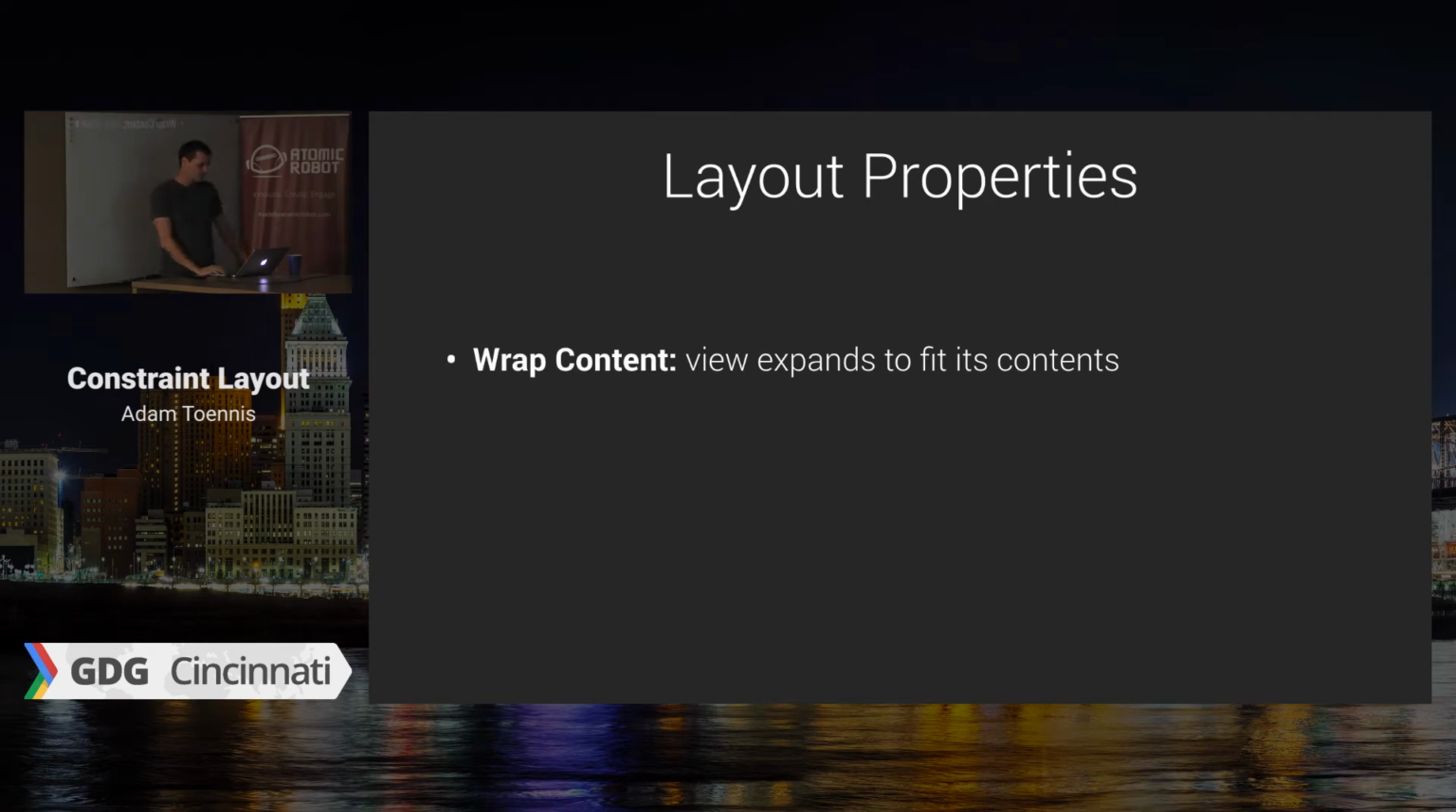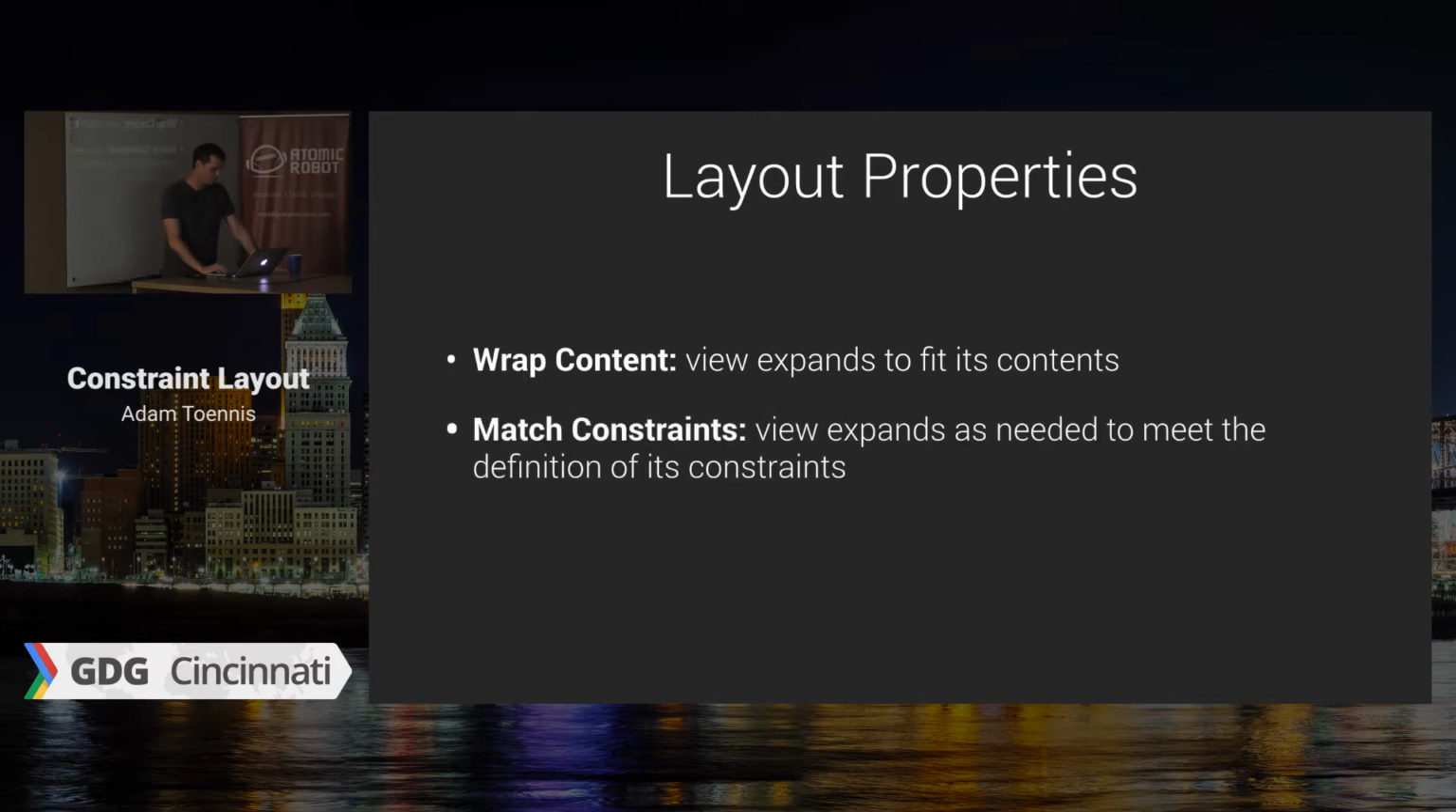So layout properties. Most people are probably familiar with wrap content. As far as a constraint layout goes, it's the same thing. If you put a button or any other view in a constraint layout and set it to wrap content, the view expands to fit its contents. So that's no different than if it were in a relative layout or any other kind of view group.